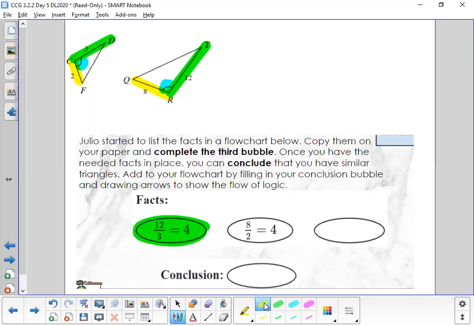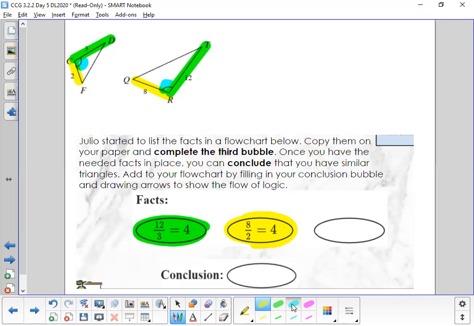My next fact bubble says 8 over 2 equals 4. That is my yellow highlighted sides. So those corresponding sides, if I put them in a ratio, I also get 4. So that tells me my two pairs of sides are proportional. They have the same ratio. They have the same zoom factor.